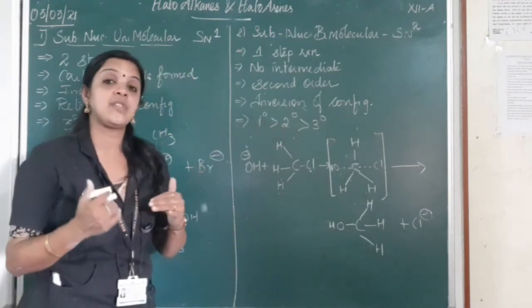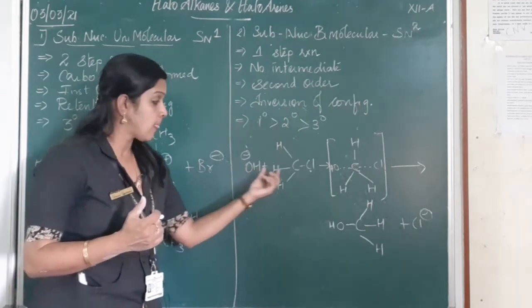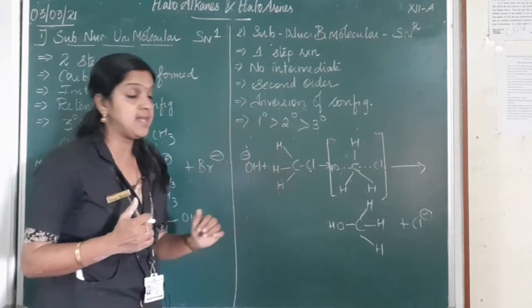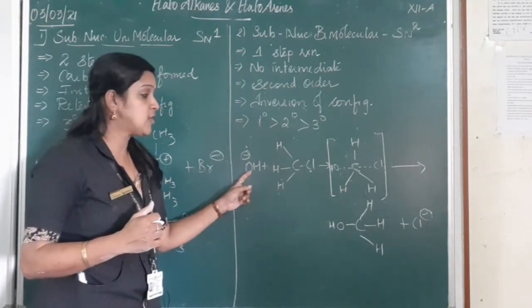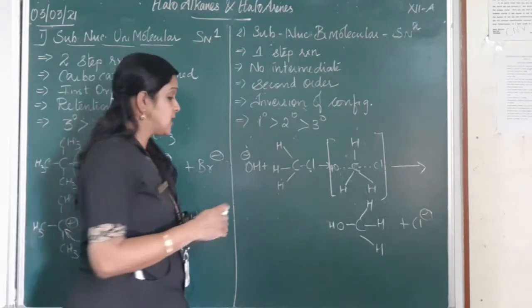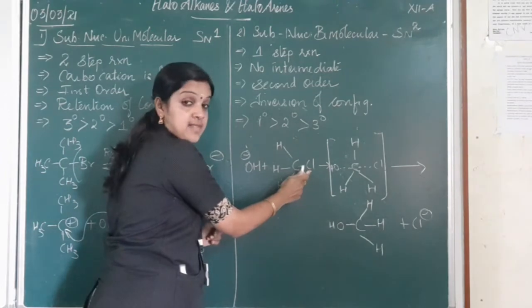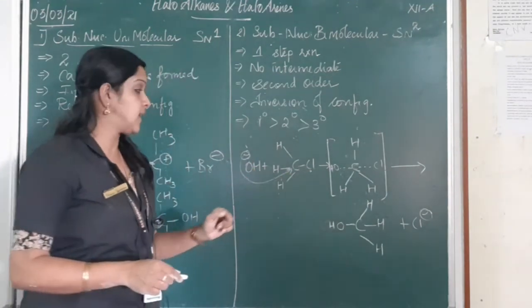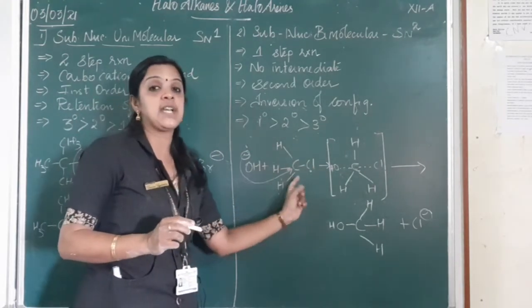Now let's see how the reaction will proceed. OH minus is the nucleophile. This is my primary alkyl halide, CH3Cl. OH minus needs to attack my carbon. Already there is chlorine here, so it cannot attack from that side. It comes and attacks the carbon from the back side, not from the side of chlorine but from the opposite side.